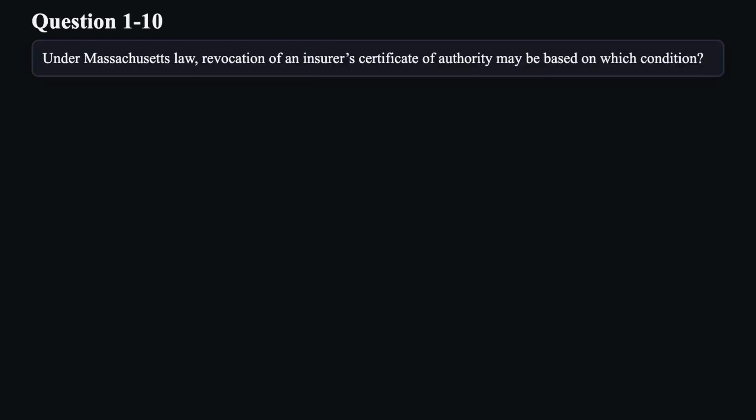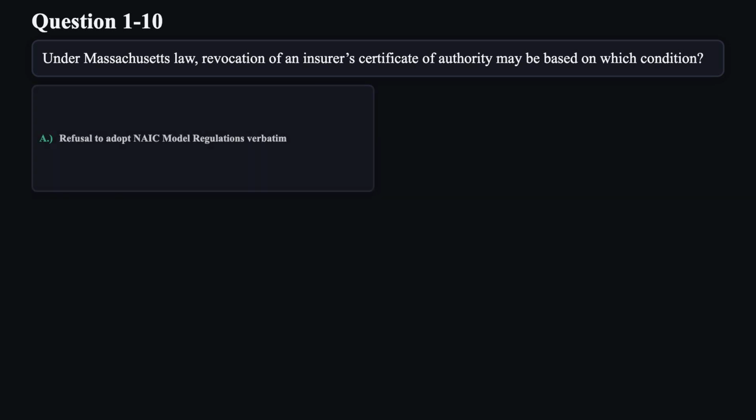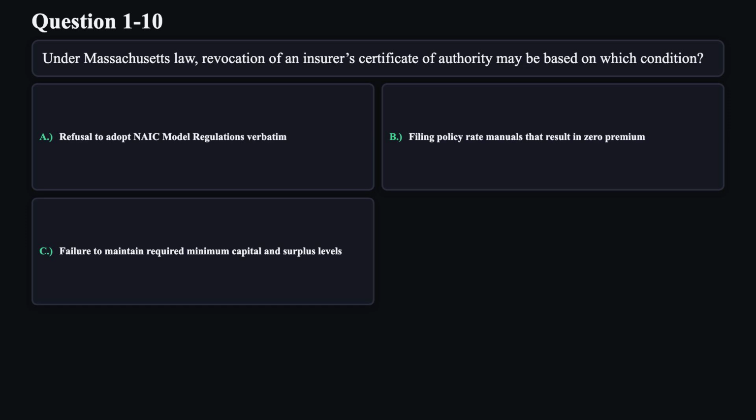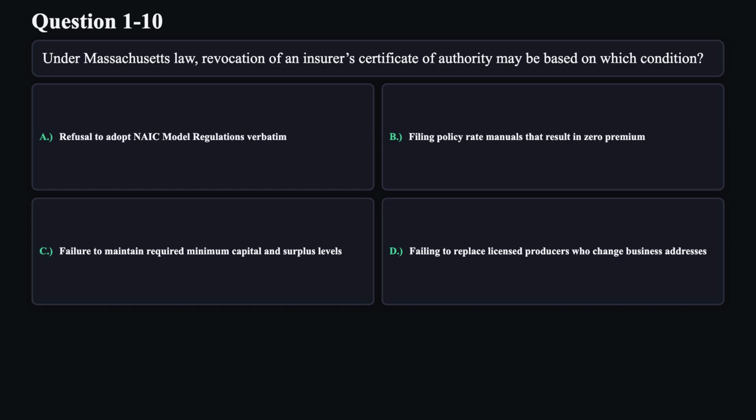Question 10. Under Massachusetts law, revocation of an insurer's certificate of authority may be based on which condition? A. Refusal to adopt NAIC model regulations verbatim. B. Filing policy rate manuals that result in zero premium. C. Failure to maintain required minimum capital and surplus levels. D. Failing to replace licensed producers who change business addresses.